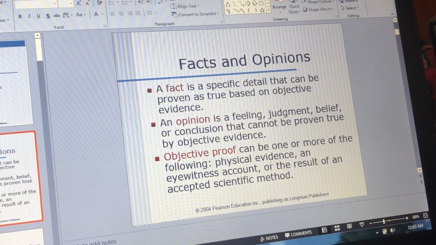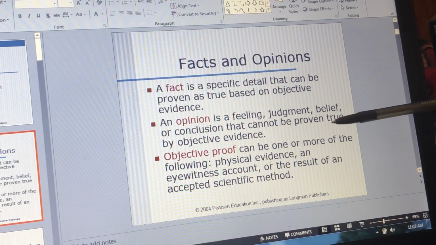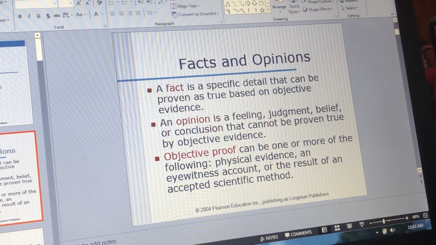All right, so we all have used this term. We all know what opinions are, but just again, to have the definition, an opinion is a feeling, a judgment, a belief or conclusion that cannot be proven true by objective evidence, okay? Facts supposedly are things that we can all agree upon. We can measure these. We can say that, yes, this is true, okay? Opinions are going to differ from person to person, okay? Even a widespread opinion is still an opinion. Just because many people hold it doesn't necessarily make it true.